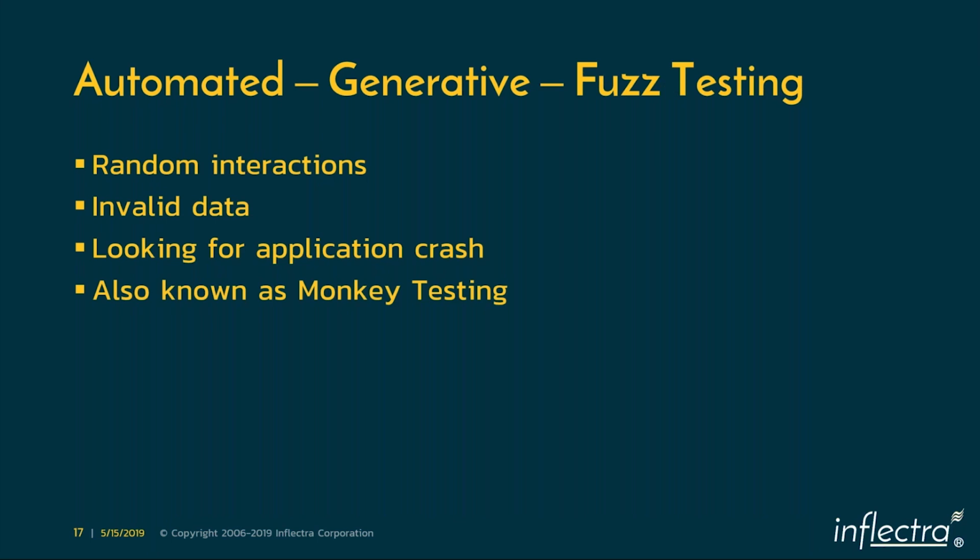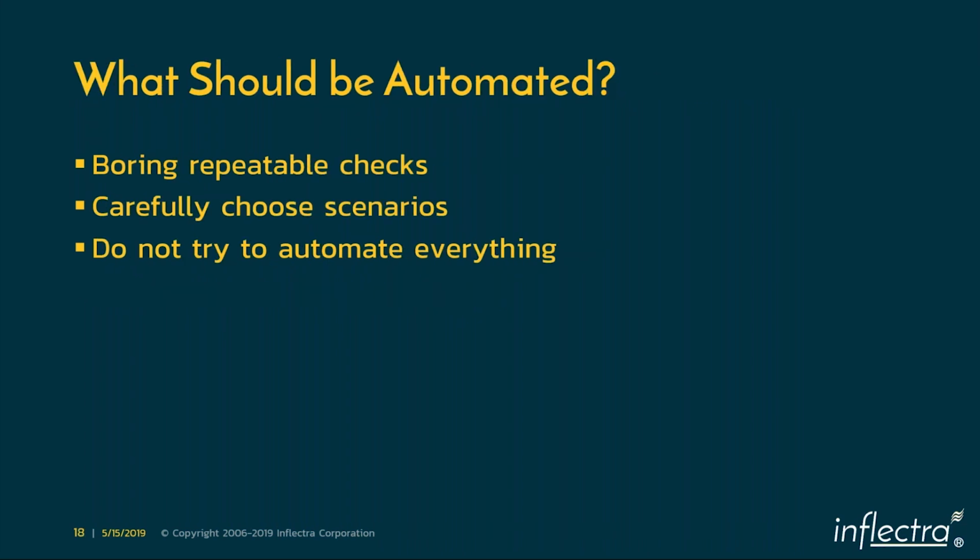Another type of generative automated testing is fuzz or monkey testing. So this is about a software tool interacting with the application in a random way and frequently using invalid data. So the tool tries to input invalid data, randomly click buttons, links, and so on, and the application should not crash, and it should somehow respond in a reasonable way. So this type of testing is pretty well developed, and there are tools that perform this type of testing.